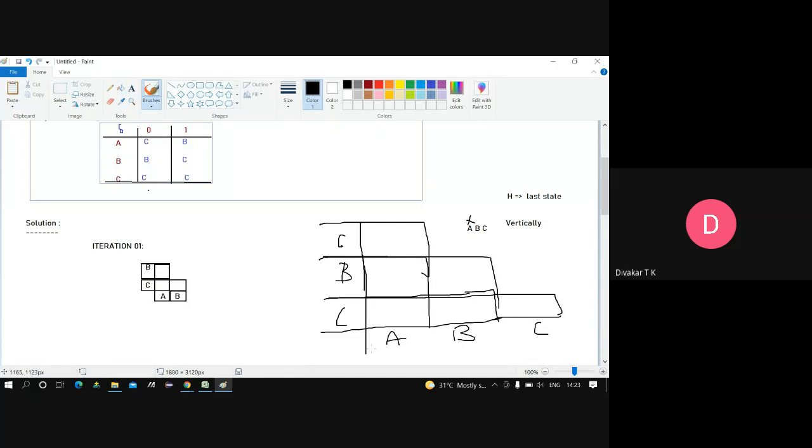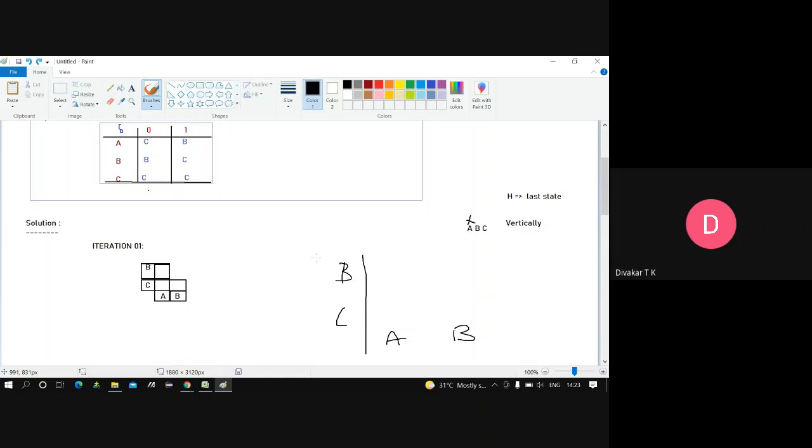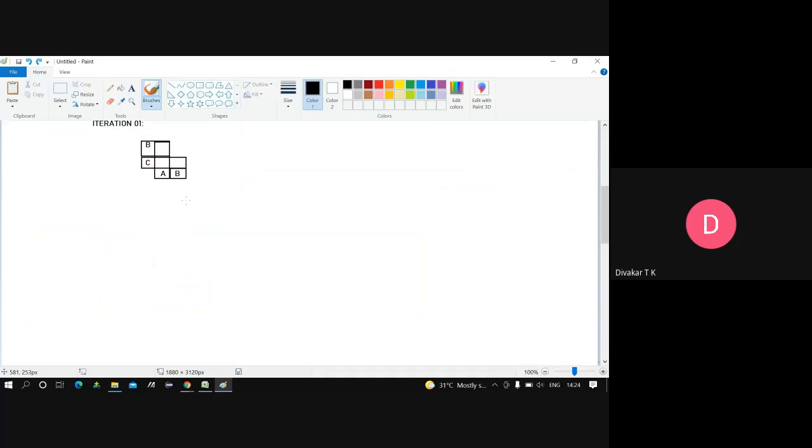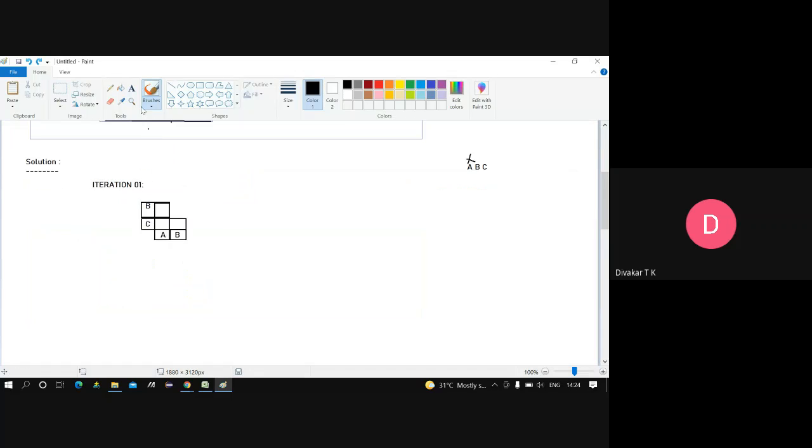Got the clarity? This is what it is. Okay, great. So this is how to write the table. We also call it the table filling algorithm. Try to do this problem by using the table filling algorithm, the minimization of DFA.